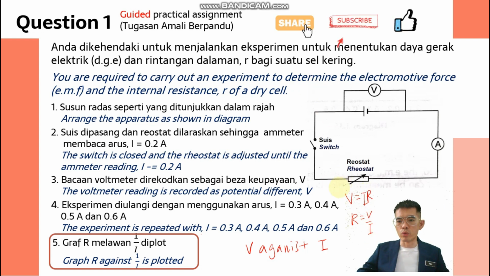So that means you have to divide your value V with I, and then you will get the value for R for each reading. And then the second one, you have to do the calculation for 1 over I. So for example, here the first reading will be 0.2. So that means the first reading for 1 over I will be 1 over 0.2. So the detail of the calculation and experiment will be shown to you better.